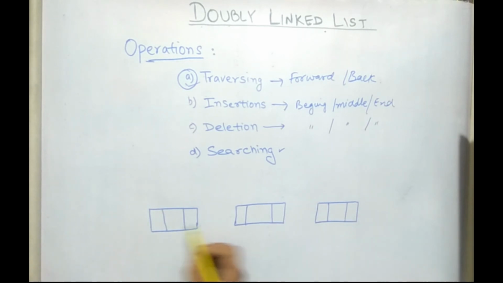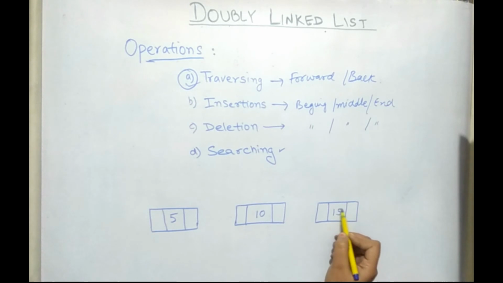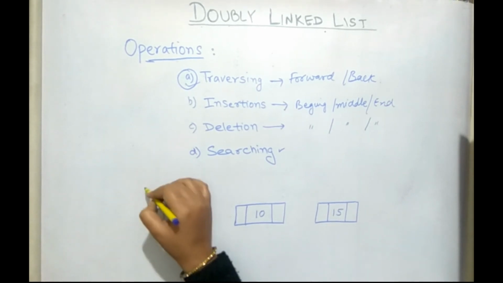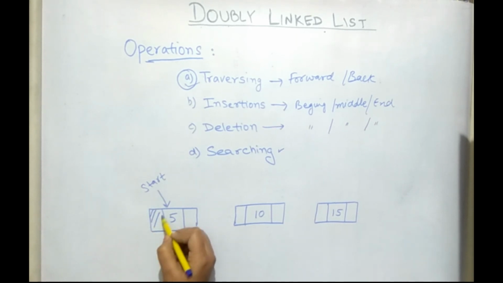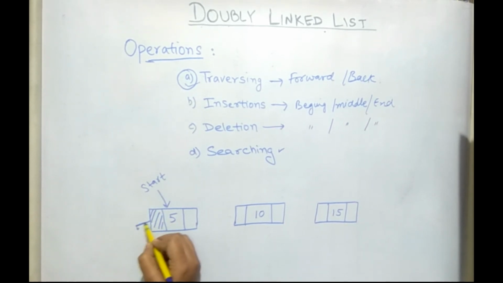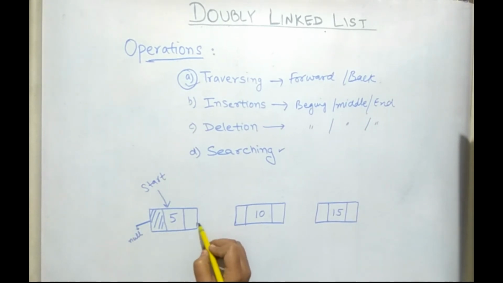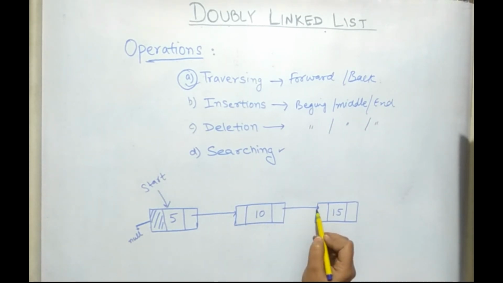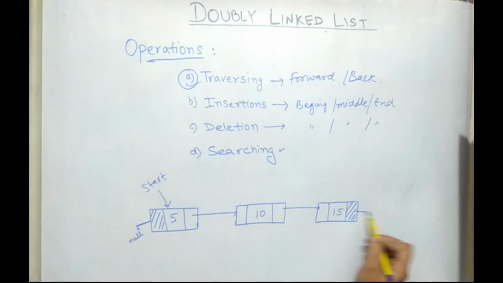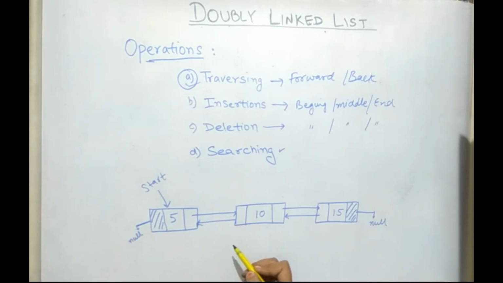So here we have 3 nodes. The data fields are 5, 10, 15. This is our head or start node. Its previous field is null as there is no previous node at the start, and the next field points to the next node, and the last node's next is null. So this is our doubly linked list.